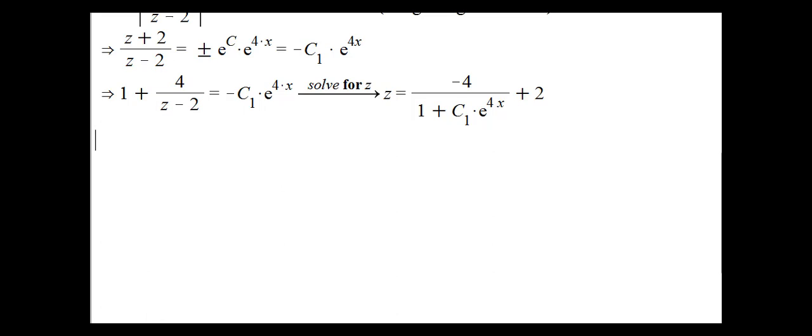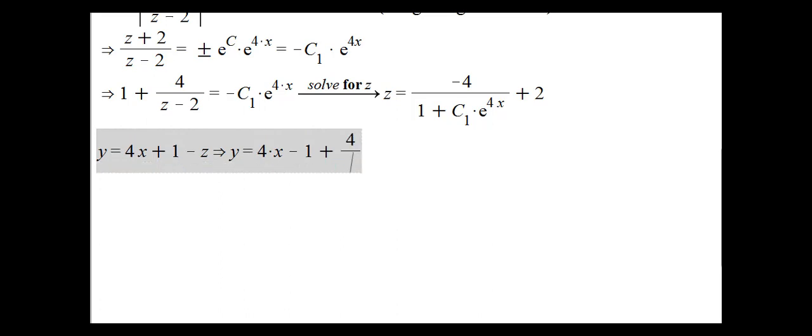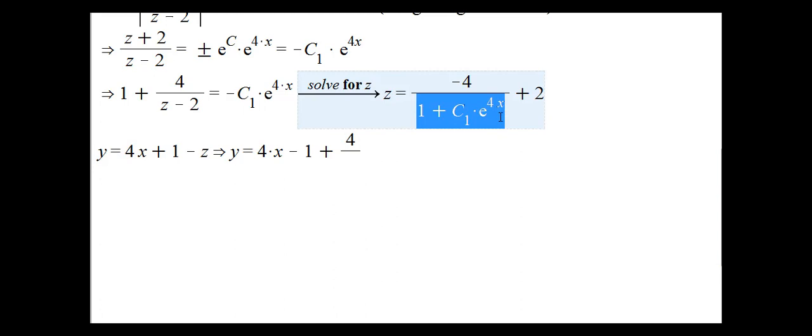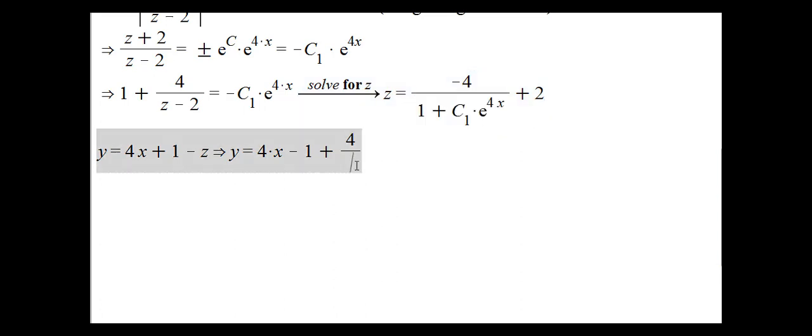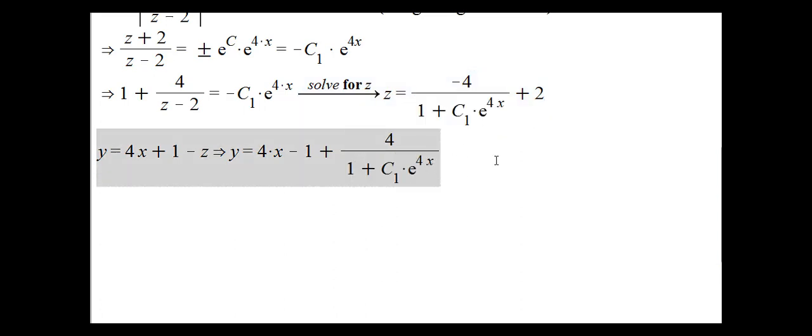Coming back to the problem, we want to solve for y. We want to express y as a function of x, not z. So we substitute y is 4x plus 1 minus z, and y will be 4x minus 1 plus 4 over 1 plus c1 times e to the power of 4x.